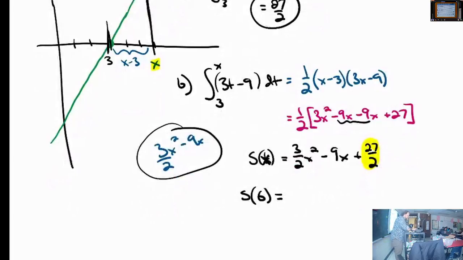Let's see. I'm just going to make sure that it should end up being the same thing. It should be 27 over 2. I'm pretty sure it is. 3 over 2 times 6 squared minus 9 times 6 plus 27 over 2. Here, I'll show you.